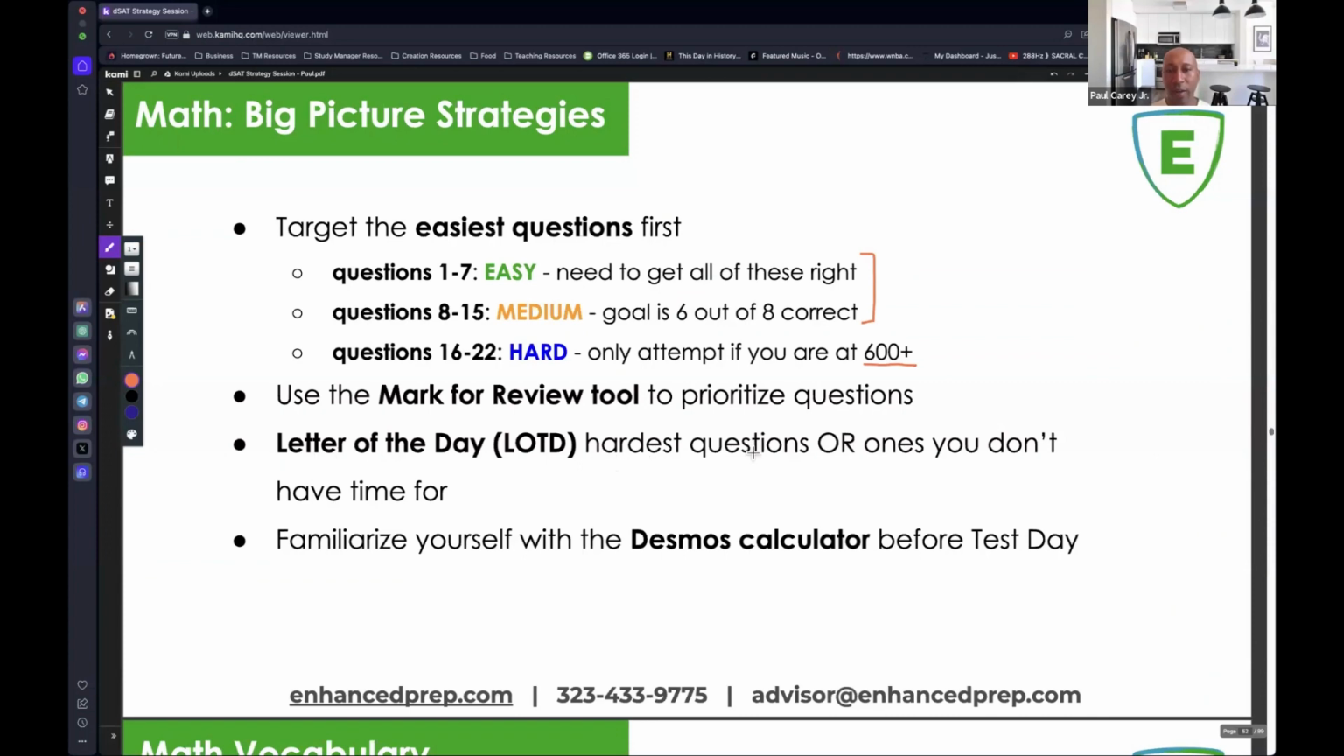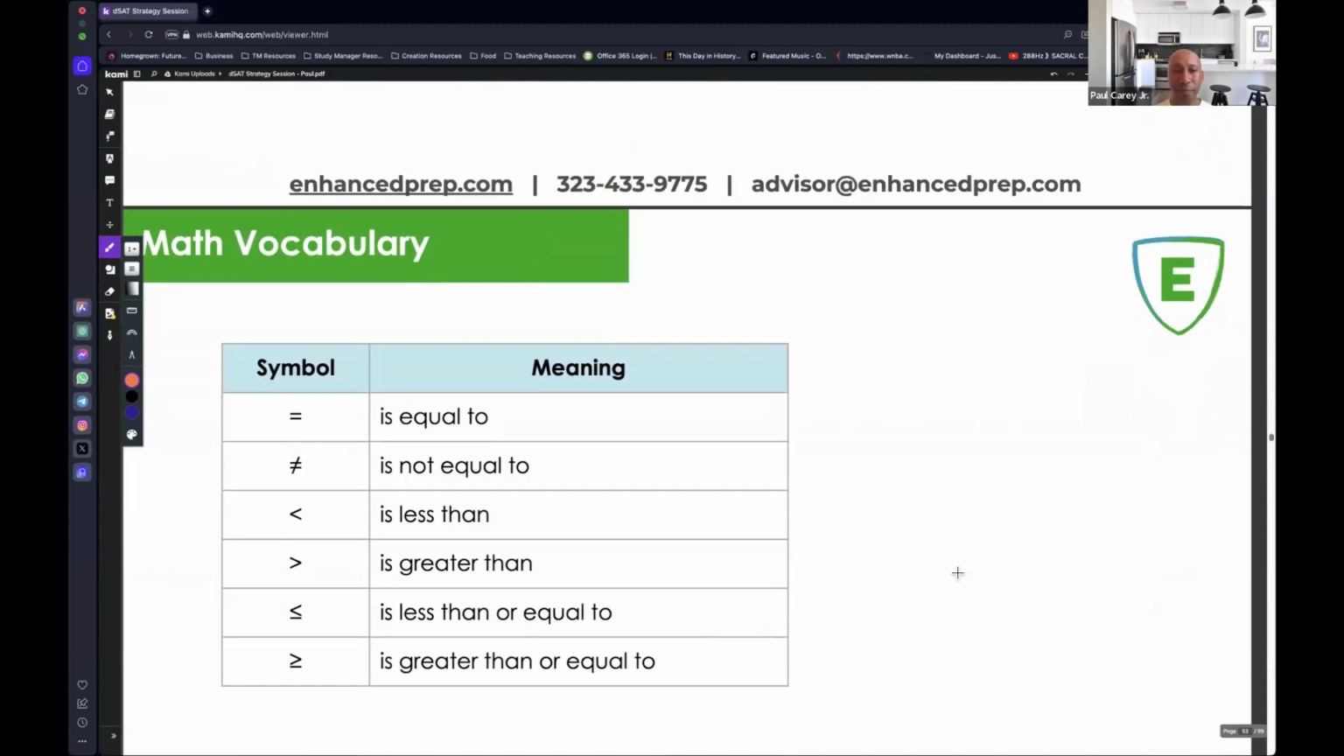So letter of the day is for the hardest questions or the ones you don't have time for. Familiarize yourself with your Desmos calculator or your own calculator before your test date. With that said, if you're ever studying or practicing for your SAT, make sure to use that same calculator you're going to use for the actual exam, because now you're going to be comfortable with it, comfortable with the functions, comfortable with all that material, okay?